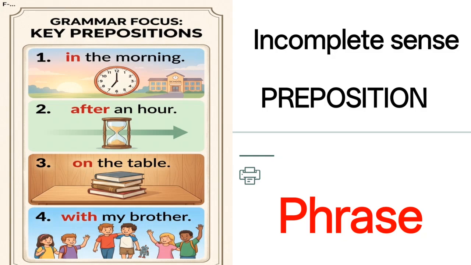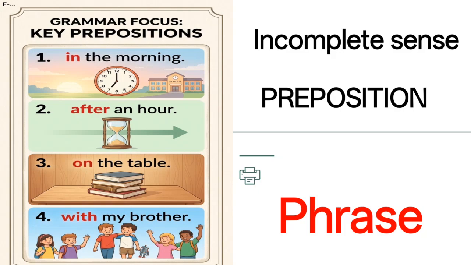So these are starting with prepositions and having incomplete sense. Such a group of words that makes sense but not complete sense is called a phrase. Okay, so here in the morning, after an hour, on the table, with my brother are not sentences. These are phrases. Okay, these are phrases. And a phrase often begins with a preposition. Like you can see that in the morning, in, after, on, with, all these are prepositions.